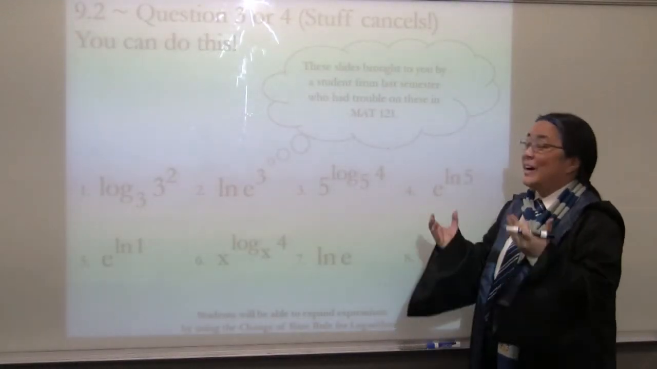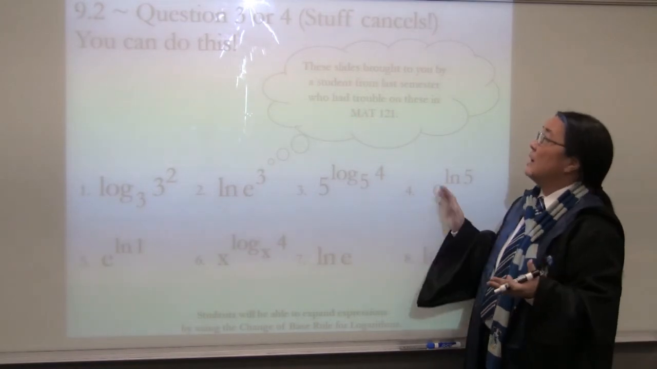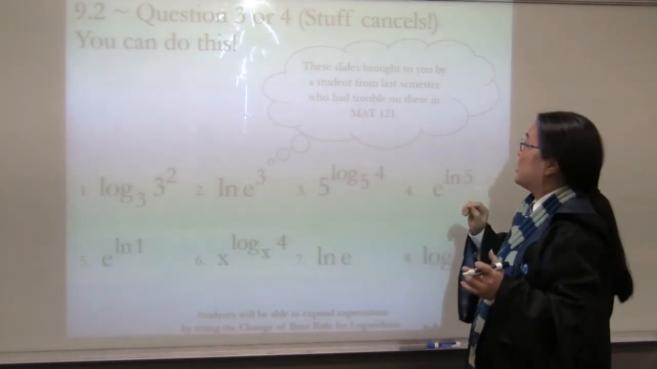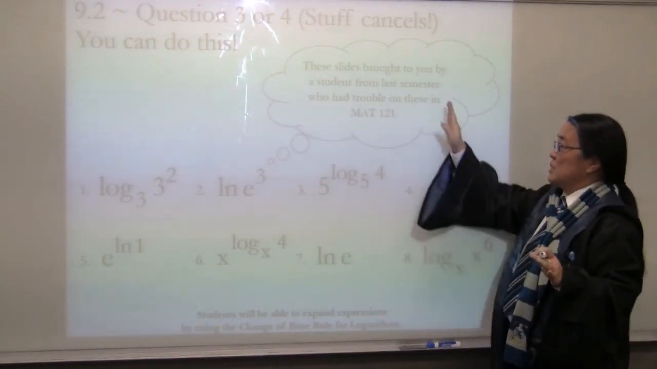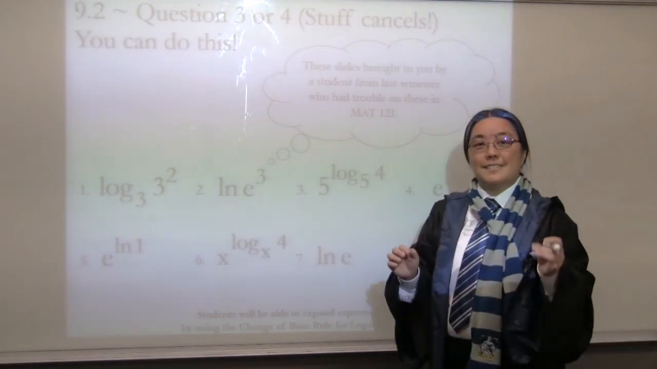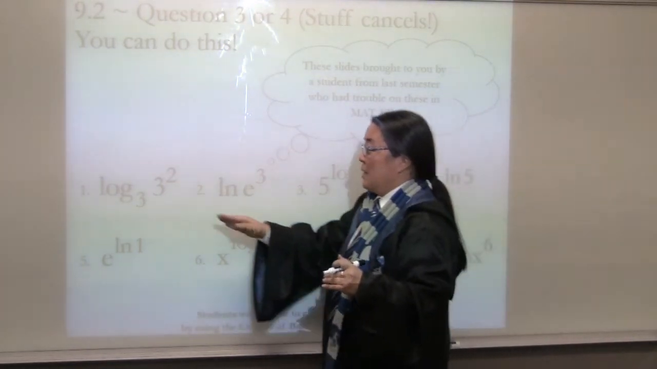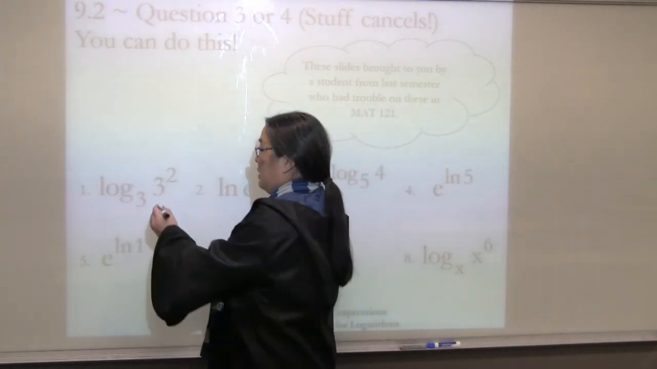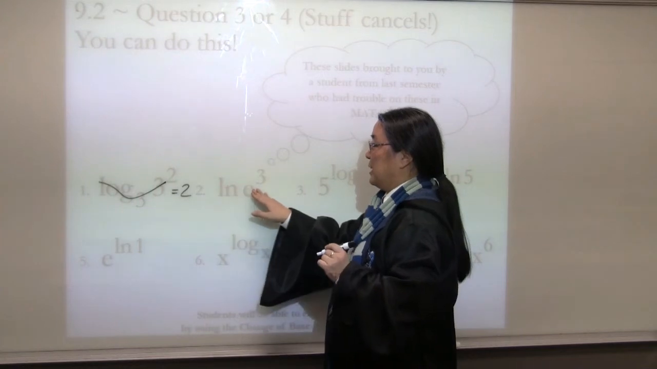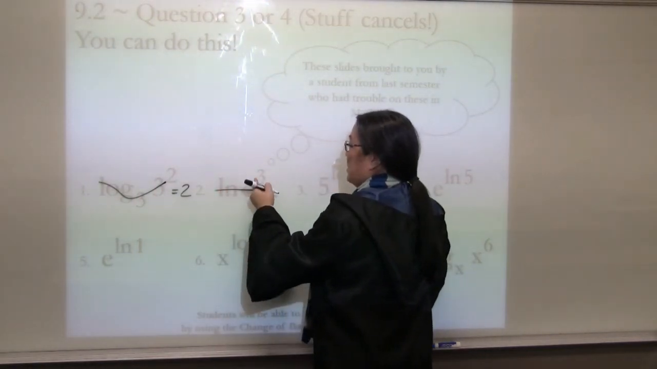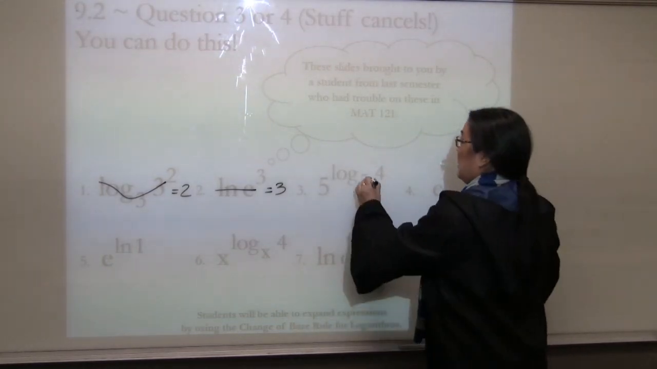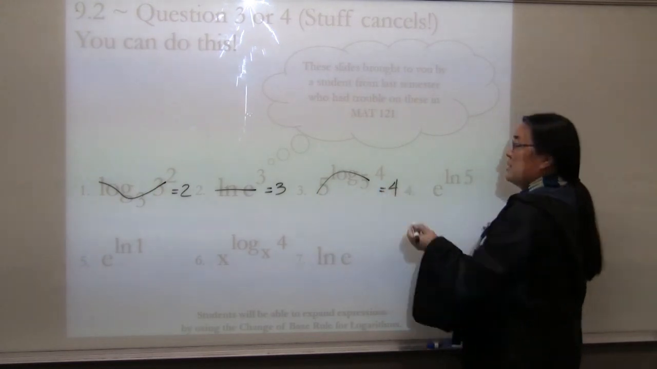Chapter 9, Day 2, again, question 3 or 4, it's going to be mixed up. So, stuff cancels. Some of these slides are brought to you by a student from one of the semesters that had trouble with these in MAT 121, which is your college algebra. If you think back to day 1, stuff canceled. The opposite of log base 3 is 3 to the, that cancels and it equals 2, because that's all that's left over. ln and e are opposites of each other. They cancel and all that's left is 3. 5 to the and log base 5 are opposites. These cancel and all you're left with is 4.